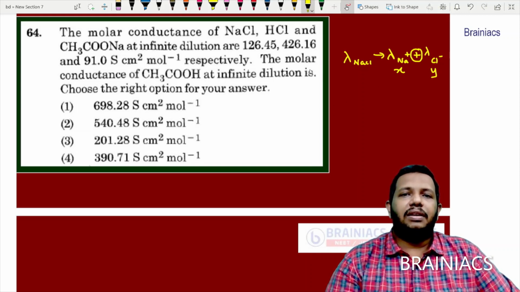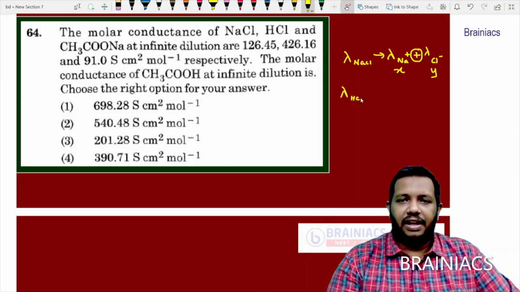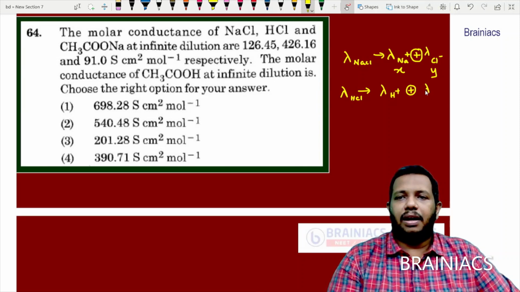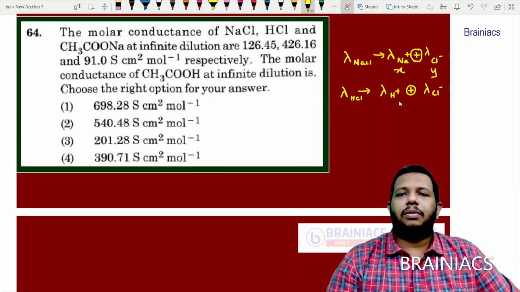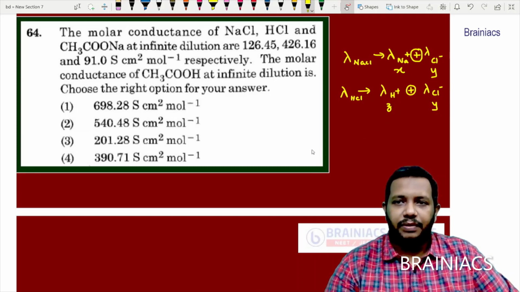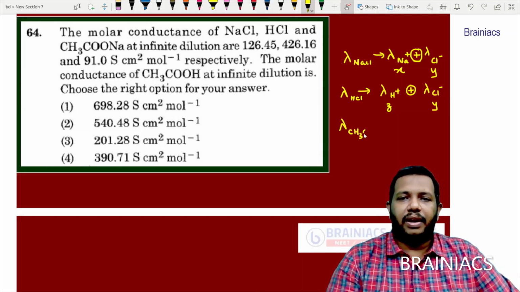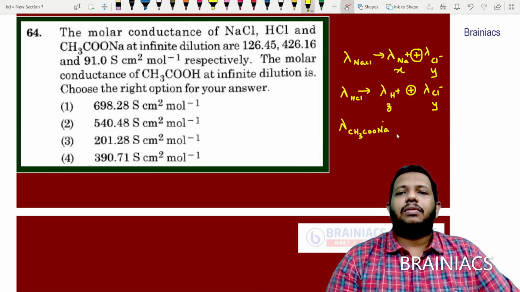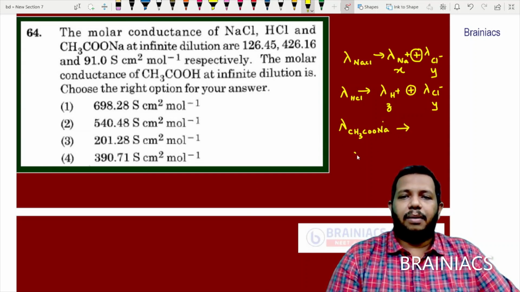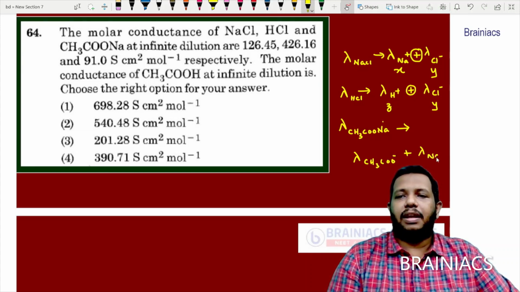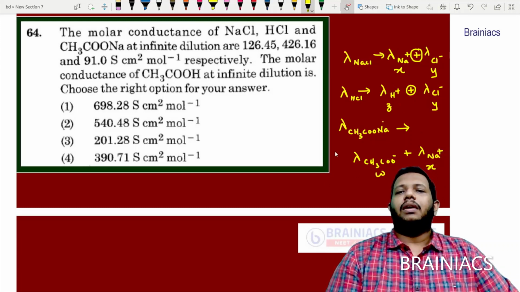Now for HCl, lambda of HCl can be split into lambda of H plus and lambda of Cl minus. Here H plus I can say is Z. Cl minus is there, which I will take as Y itself. Next, they have given the molar conductance of CH3COONa. It splits into lambda of CH3COO minus and lambda of Na plus. Na plus we already assigned X, and CH3COO minus I can assign W. So this is the final thing.